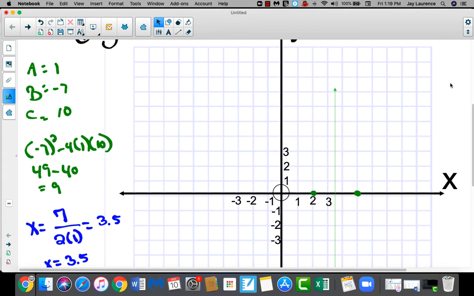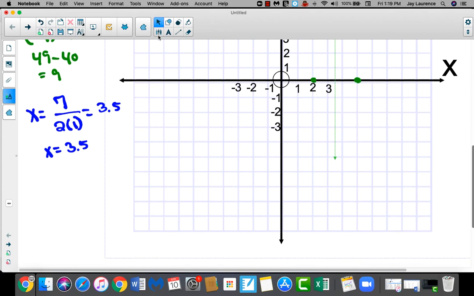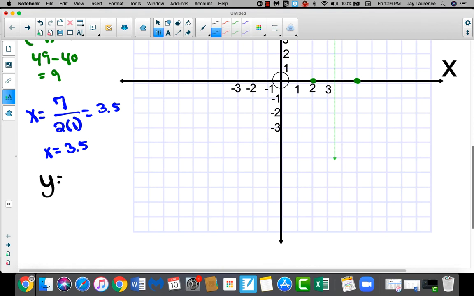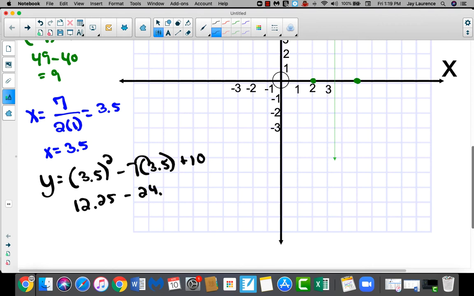Okay, now if I can find my vertex, I can go ahead and finish graphing this parabola. It's actually pretty easy. So I'm going to the equation y equals x squared, so 3.5 squared. I'm substituting, right? Minus 7 times 3.5. Okay, and what is that? Plus 10. Oh, I think that's right. I'll have to check my math on that. That's going to be 21, 24.5. By the way, did you notice something right here?